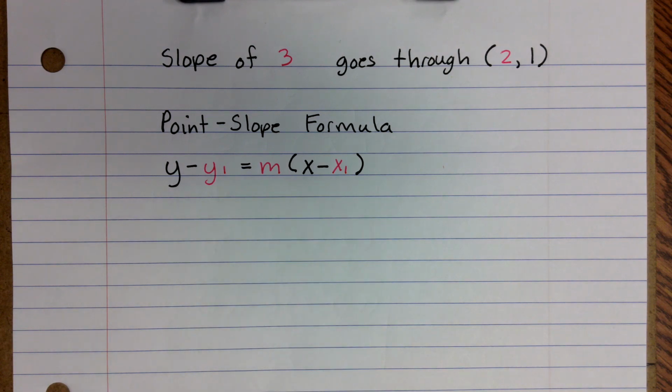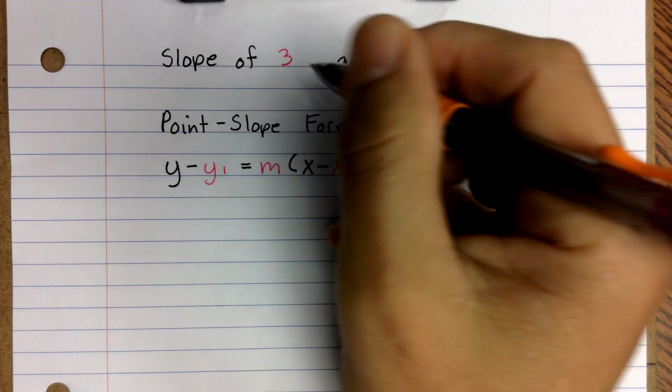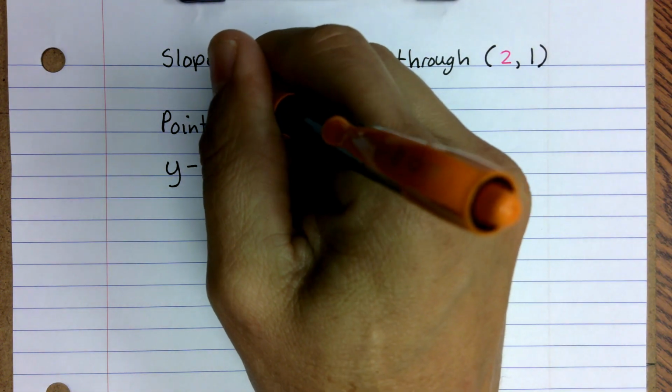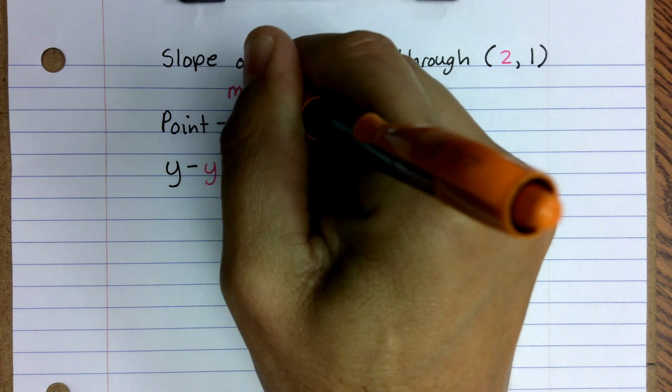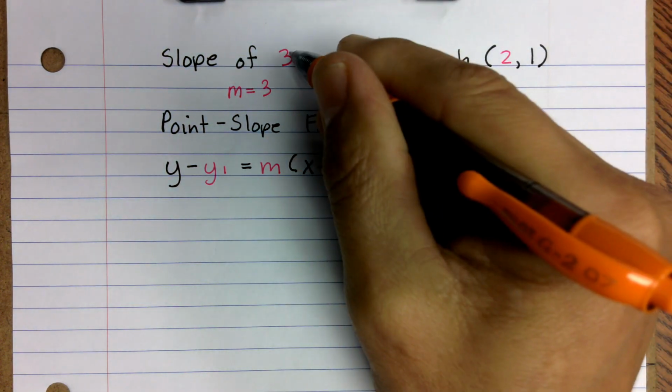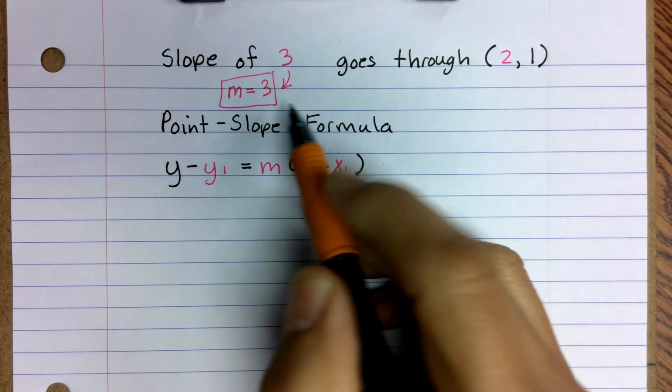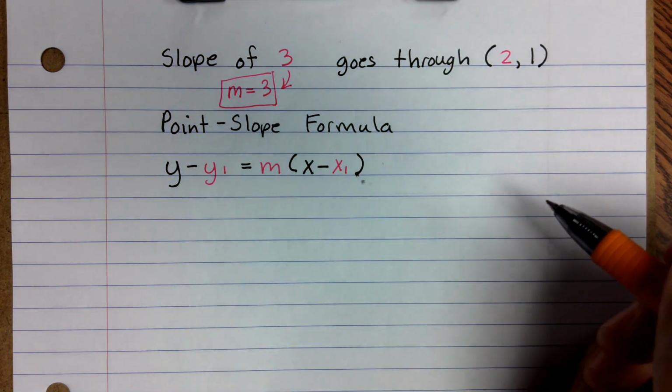So the first thing that I want to do is, whenever we have one like this, I typically like to make sure that I rewrite my slope as m is equal to 3, because notice they gave us a slope of 3. And I usually just rewrite it so that way I can reference it and find it quickly.